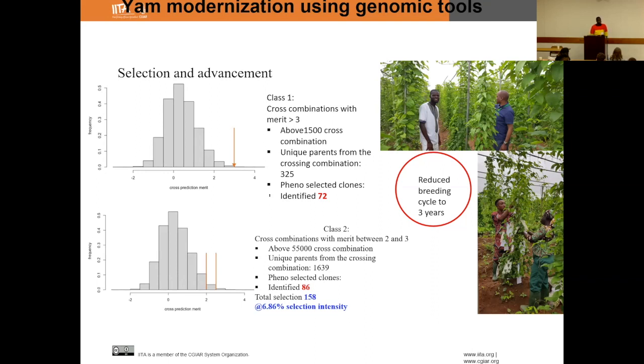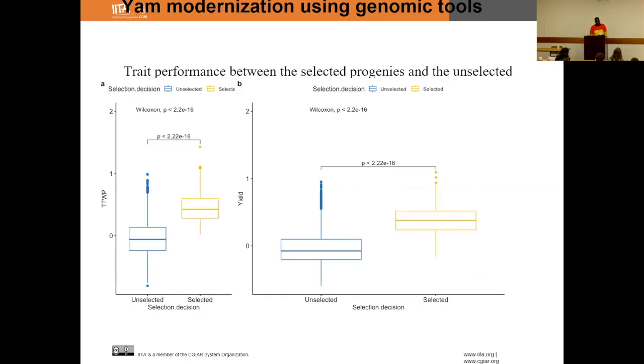We planted them this year and observed very good performance, especially on hybrid vigor, which means this method can really be used for plant advancement and also selection. Comparing the material we selected with the material we did not select, you can see that the selected material displays very high performance compared to the rest, which means we are also making very good progress.